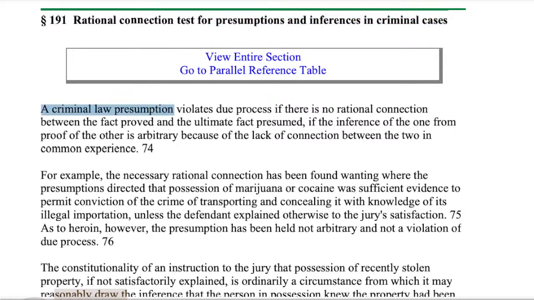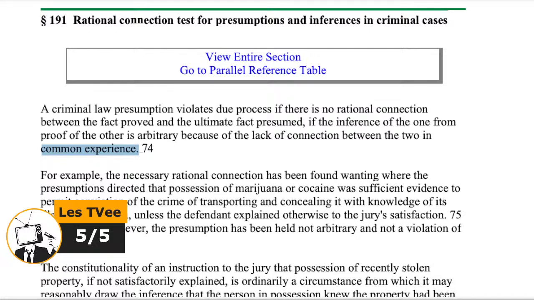A criminal law presumption violates due process if there is no rational connection between the fact proved and the ultimate fact presumed, or if the inference of one from proof of the other is arbitrary because of the lack of connection between the two in common experience. So, another dense paragraph here from American Jurisprudence, and let's break it down. Thank you, Les TV.